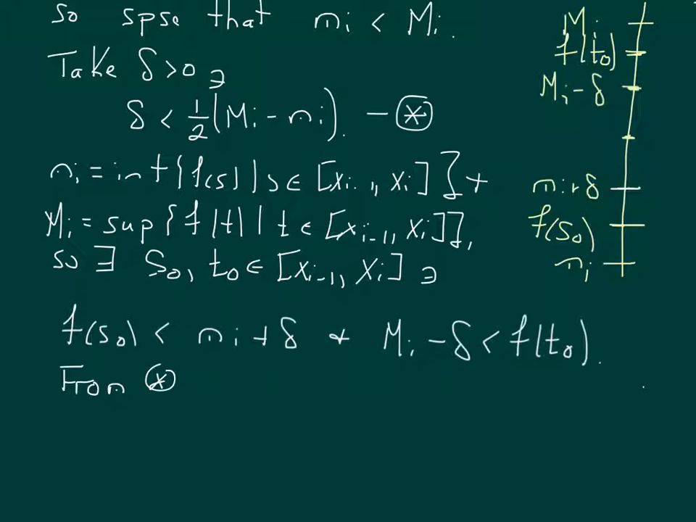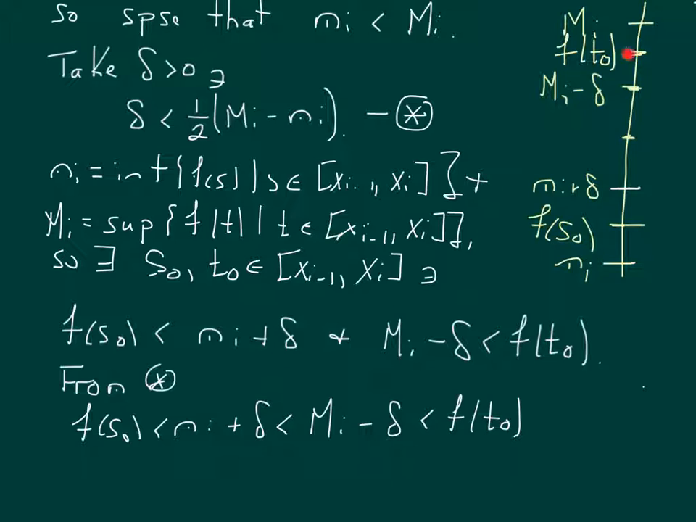we know that f of s0 is less than little m sub i plus delta, which is less than capital M sub i minus delta, which is less than f of t0. That's just what we have in this picture. And what does this mean? Well, that means that the distance between these two guys is going to be less than or equal to the distance between these two guys. So let's write that down. That's our little lemma 6.b.